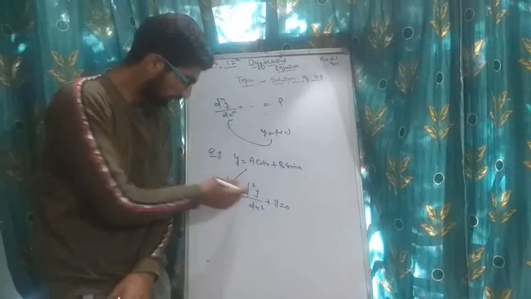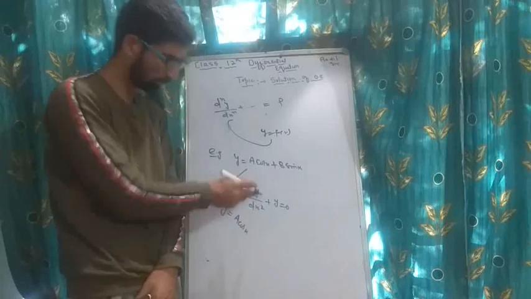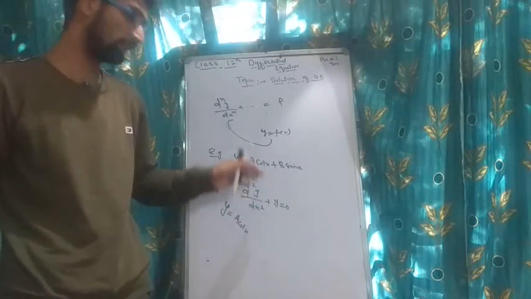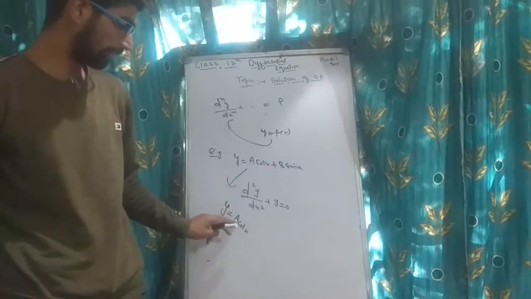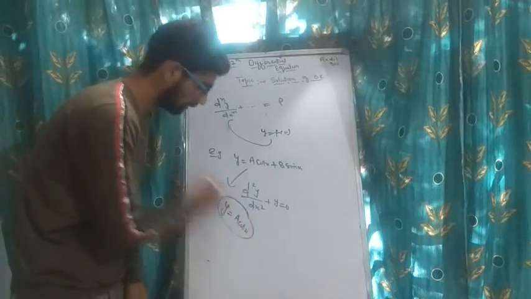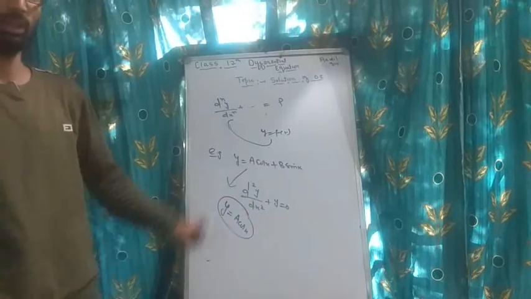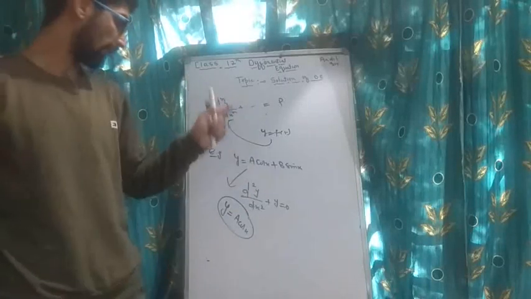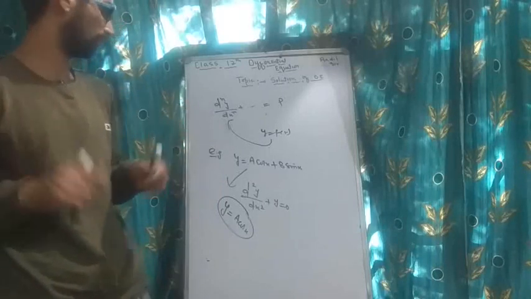Now, if y is equal to a cos x is the solution of this differential equation, we have only one arbitrary constant, but the order is 2. We can't say that this is the general solution. For the general solution, the order and the number of arbitrary constants must be equal. So I hope you have got it.